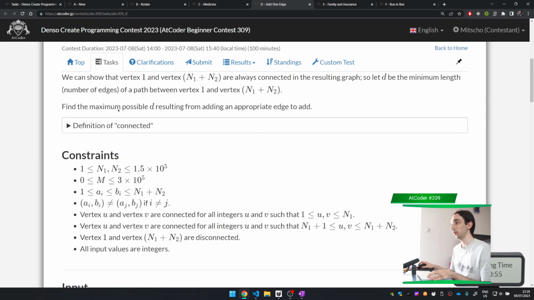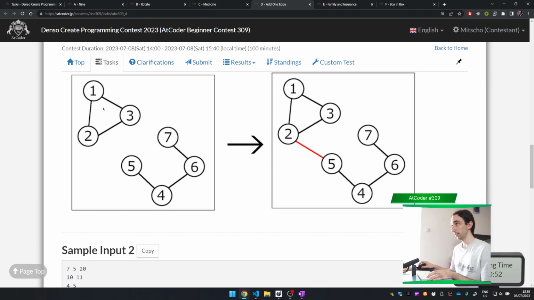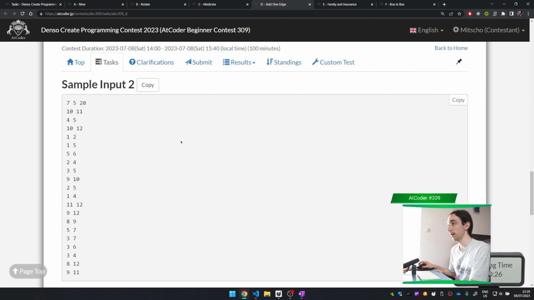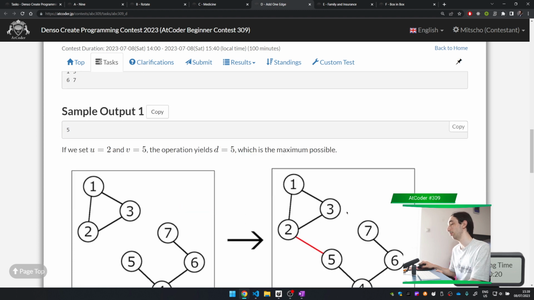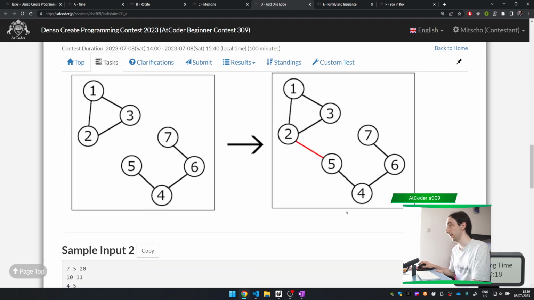The D problem was, you were given two connected components, and you want to add an edge between one and the other component such that you maximize the distance between vertex 1 and the last vertex, the maximum number. And what edge you should add such that such distance is maximized, i.e. what is the maximum possible achievable distance.